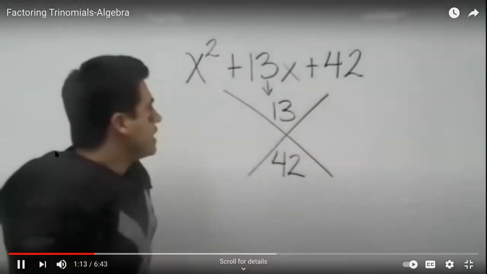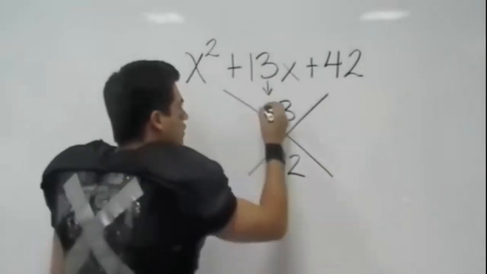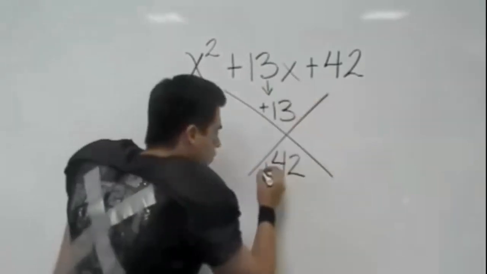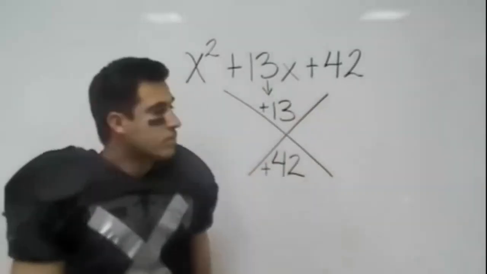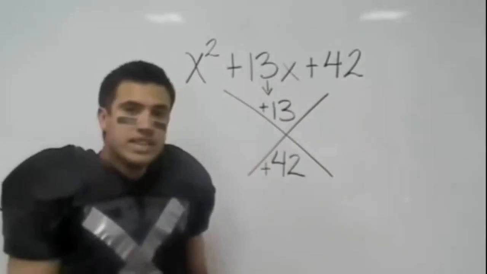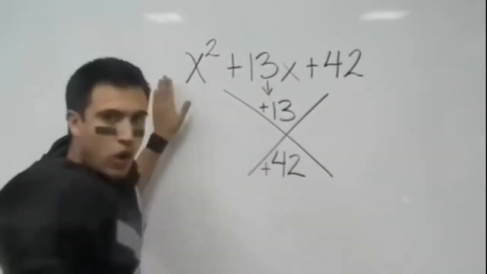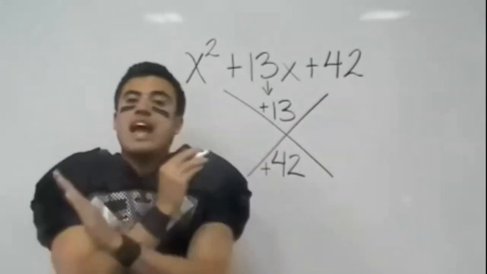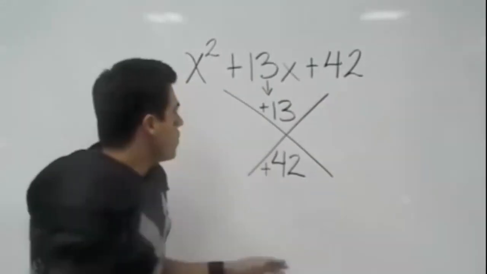Now, you want to pay attention to the signs as well. This is a positive 13, so let's make sure we put that there. And this is a positive 42, so we want to put that there as well. Okay, now that we did that, we realized that since there's no coefficient in front of this variable squared, we call on the x, and that's the most important thing to do.